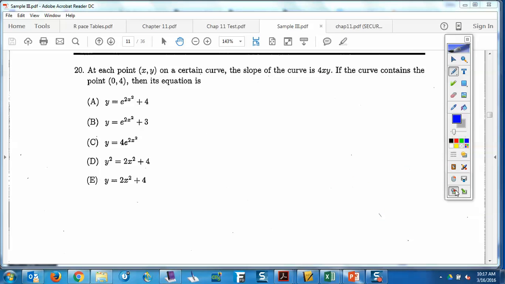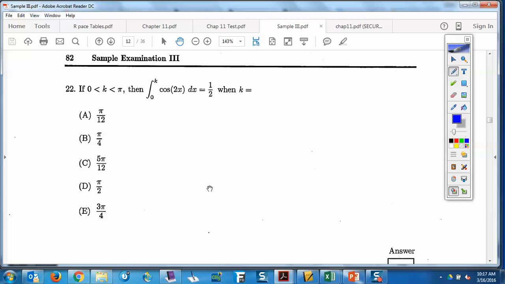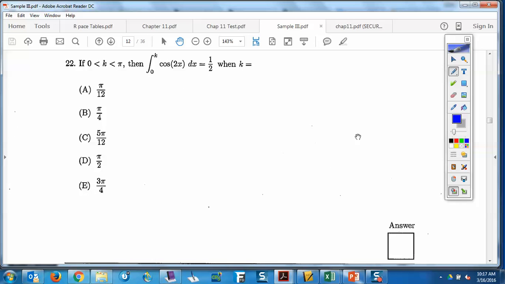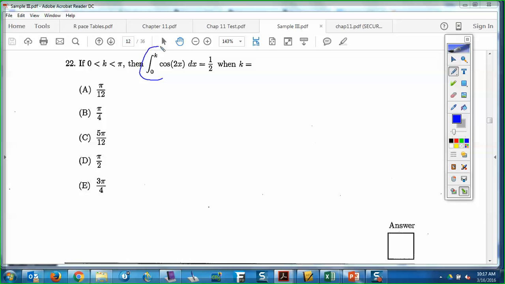All right, another one. Number 22. We've got a definite integral. It's got that dreaded k in there. That always gives us some grief.